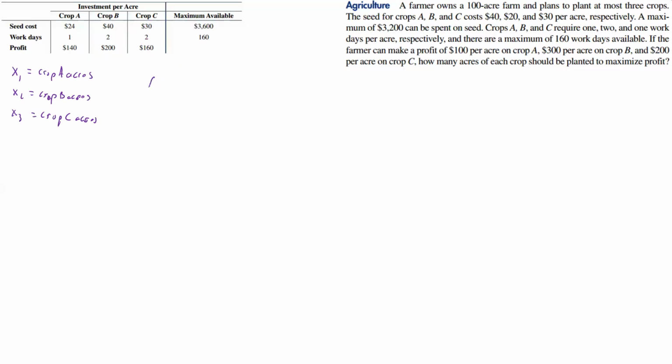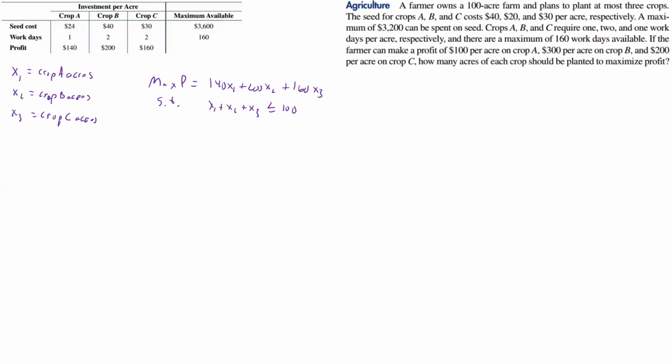So let max P equal what? Well, now we're going to use the profits: 140x1 plus 200x2 plus 160x3. So that's our profit objective function, subject to, and now we're going to have a couple of lines here. Basically the total is a 100-acre farm. So x1 plus x2 plus x3 has to be less than or equal to 100 acres. It can be equal to or it can be less than that. It can't be more.